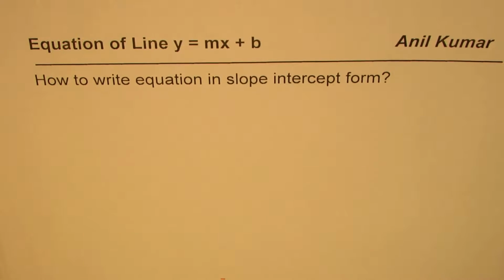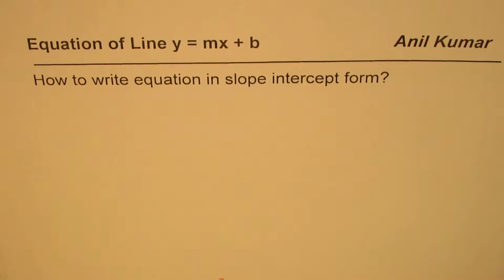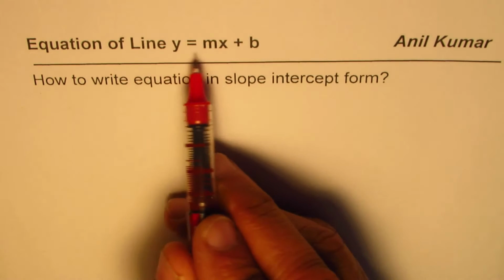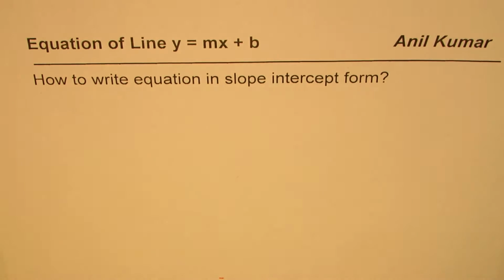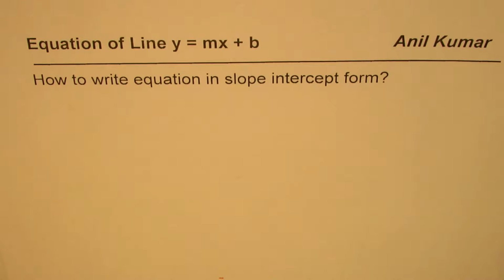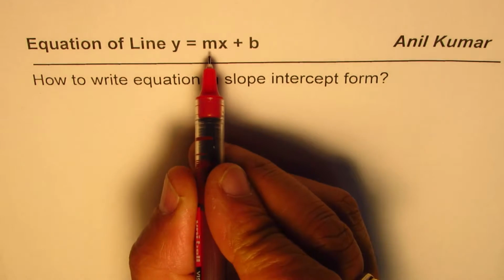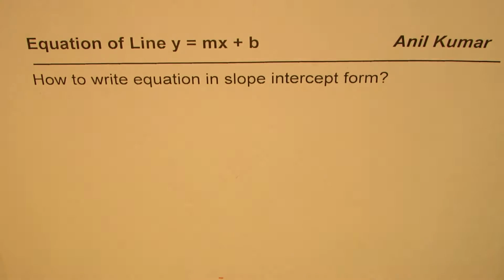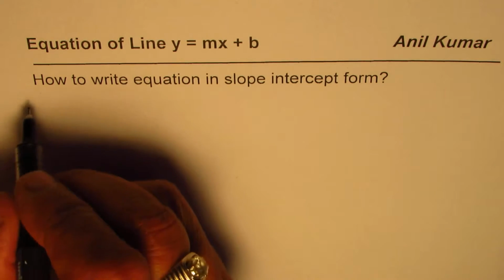I'm Anil Kumar, and in this video we will learn different ways of writing the equation of a line in slope-intercept form, that is y = mx + b, from given information. As you know, y = mx + b is the equation of a line where m is the slope and b is the y-intercept. Let me rewrite this.